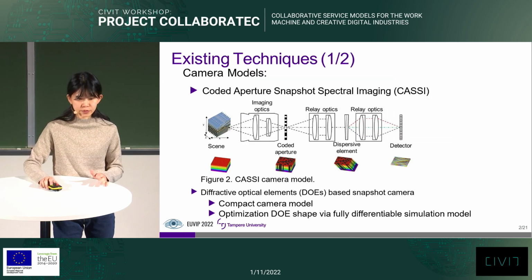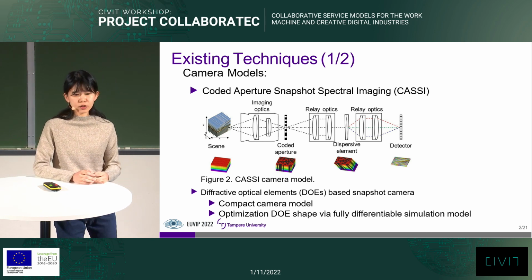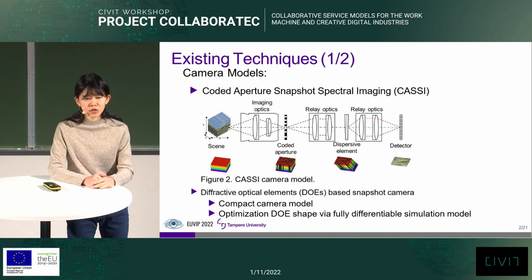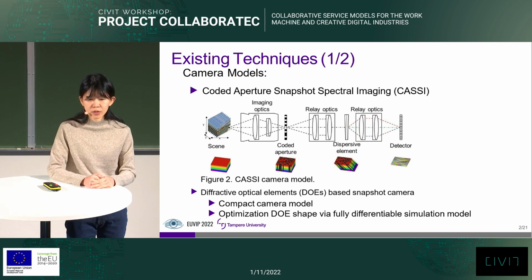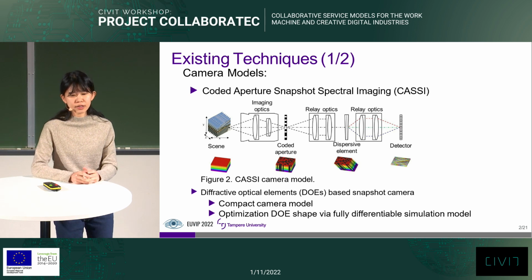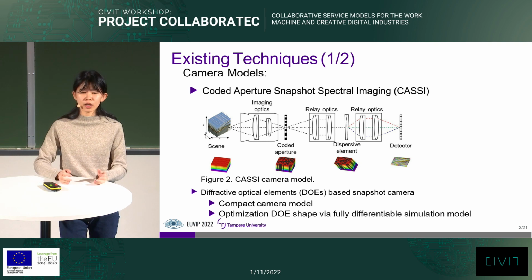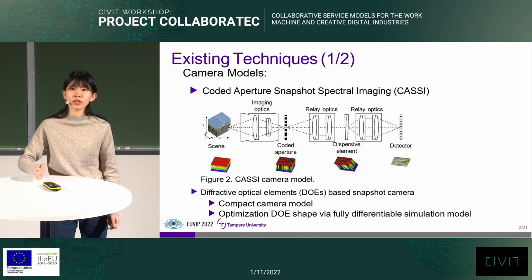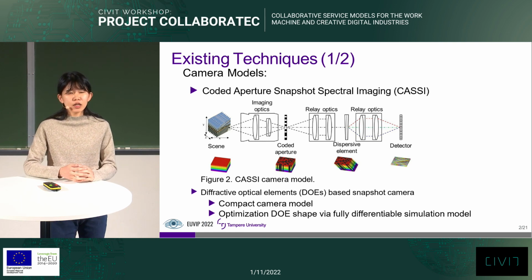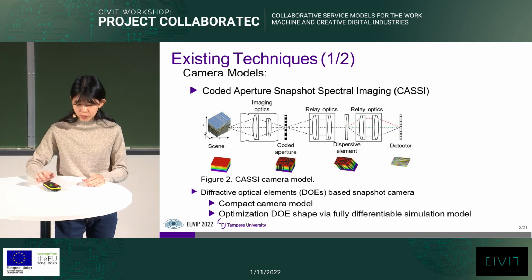in general. Among the existing techniques, one of the most famous and widely used snapshot methods is called the coded aperture snapshot spectral imaging, so-called CASSI. As you can see, it contains lots of optical elements, like 6 to 9 depending on the CASSI method, and it is quite bulky to use in practice. And more importantly, it has a trade-off between the spatial and spectral information.